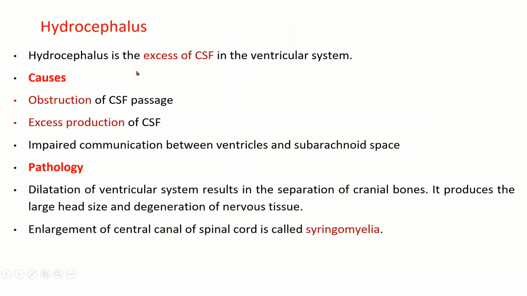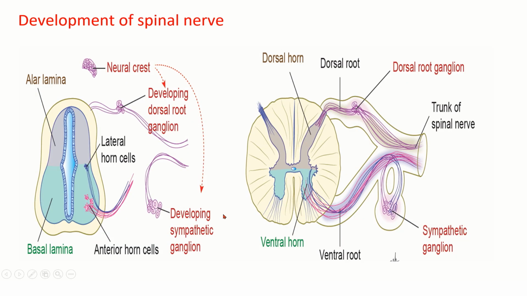Hydrocephalus is the excess of CSF in the ventricular system. Causes may be obstruction of CSF passage or excess production of CSF, or impaired communication between ventricles and subarachnoid space. So dilatation of the ventricular system results in separation of the cranial bones. It produces large head size and degeneration of nervous tissue. Enlargement of the central canal of the spinal cord is also called syringomyelia. I have already dealt with it in the first class of the nervous system.